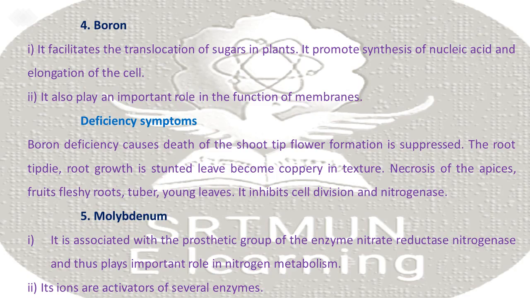Now, deficiency symptoms. Boron deficiency causes death of the shoot tip, and flower formation is suppressed. The root tip dies. Root growth is stunted. Leaves become coppery in structure. Necrosis of the apex. Fruits fleshy, root tuber, young leaves. It inhibits cell division.